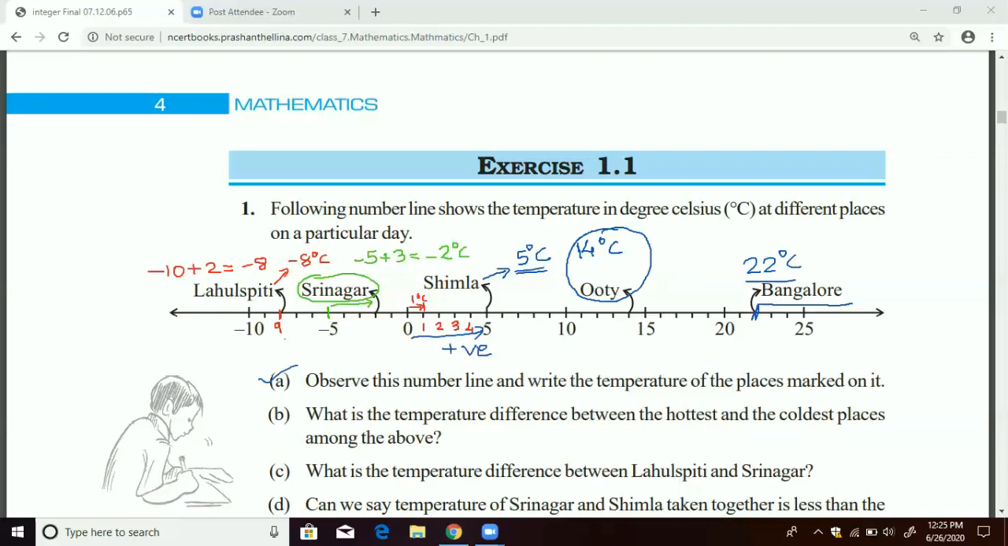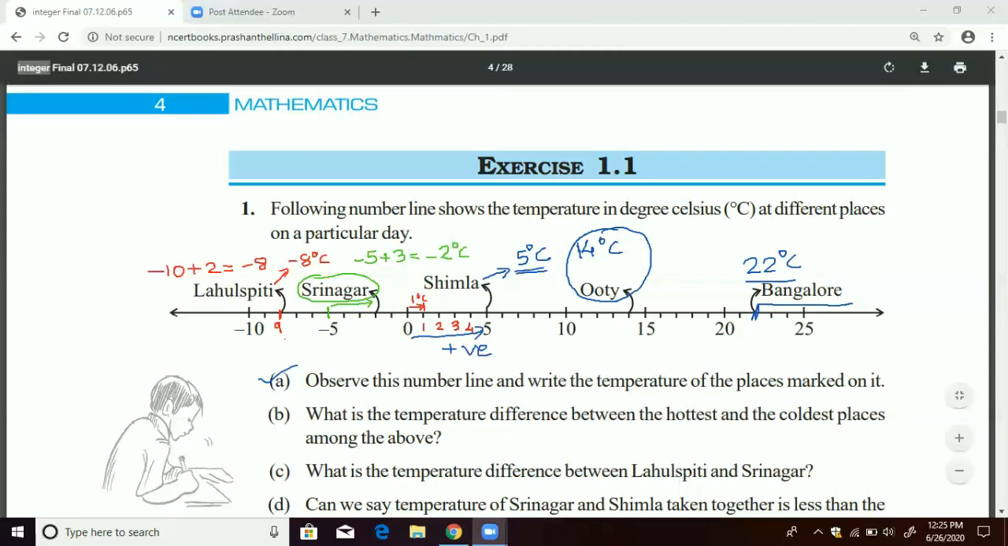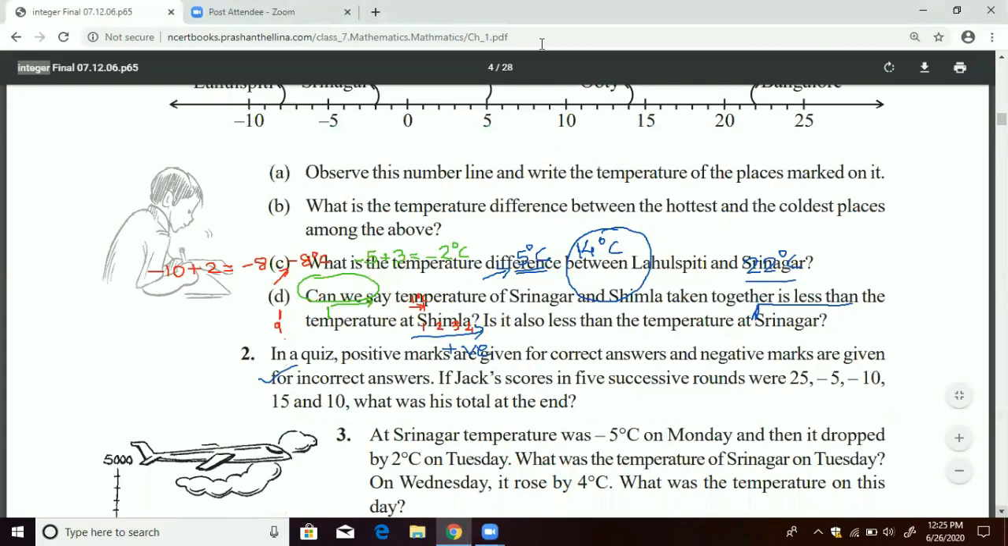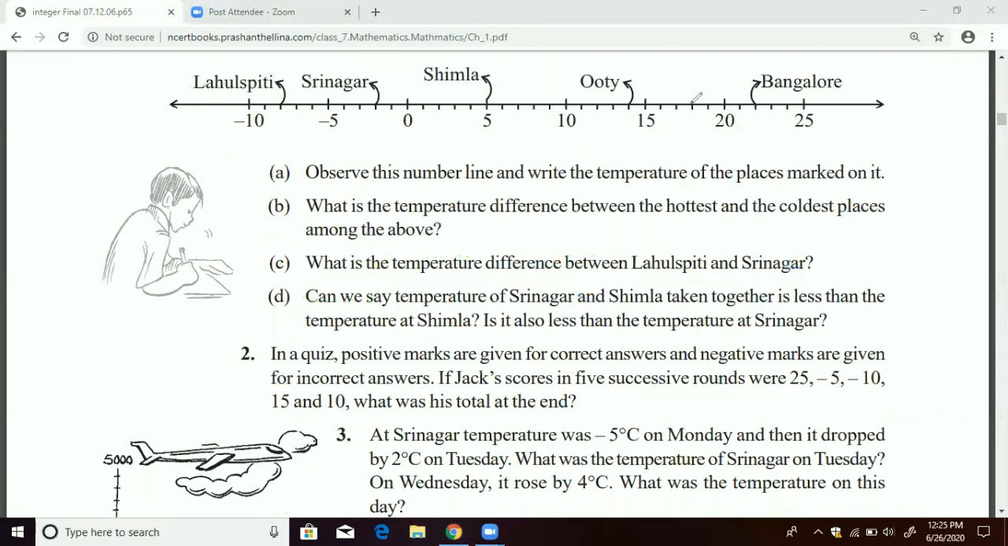Let's move to the second part. What is the second question? What is the temperature difference between the hottest place and the coldest place among the above?